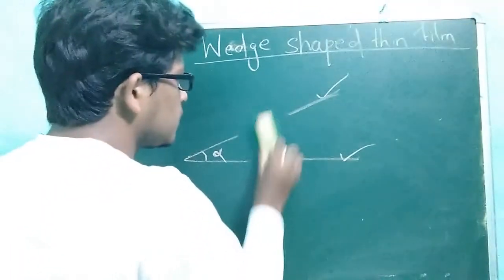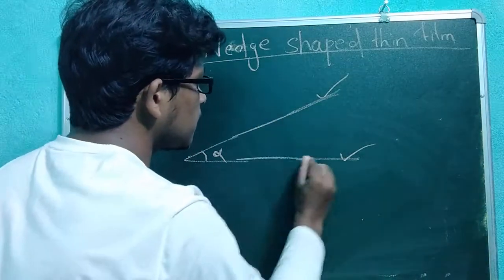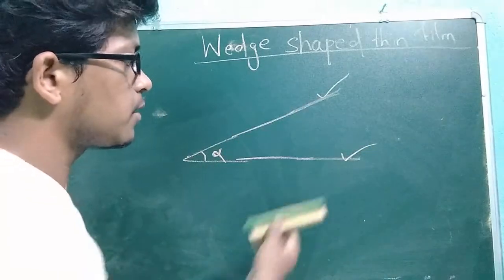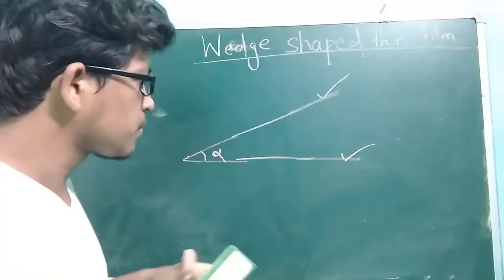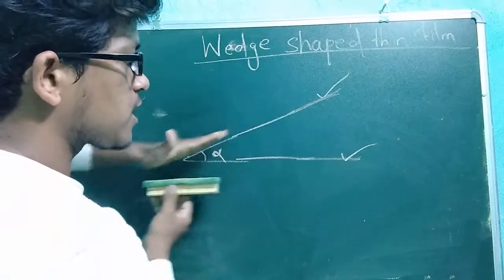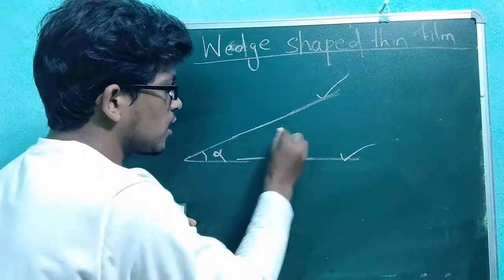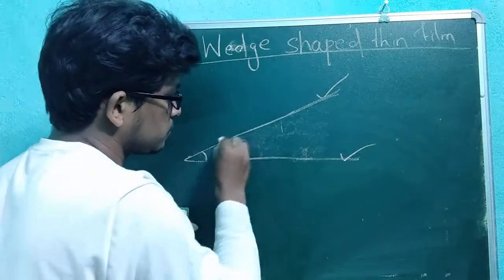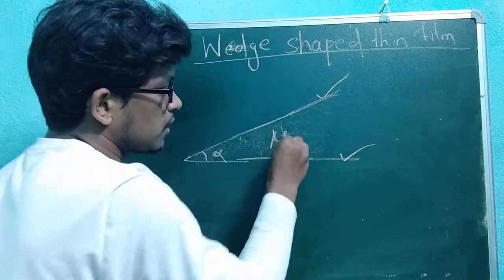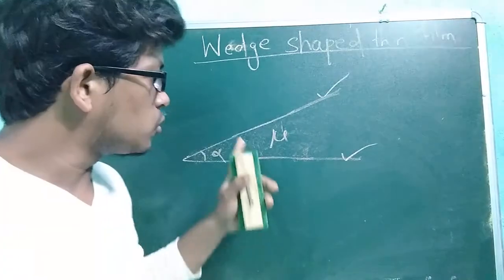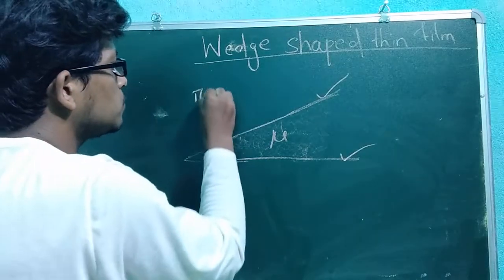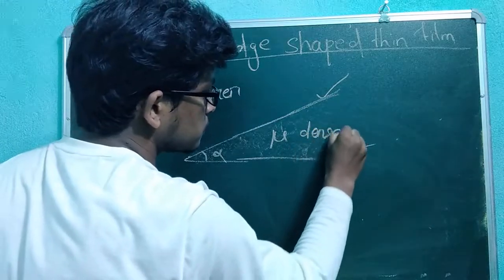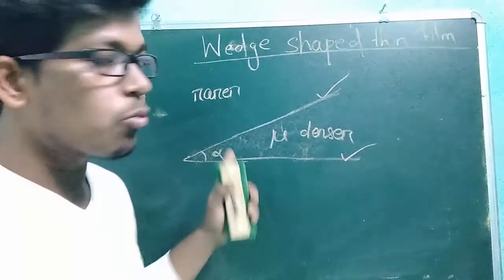And one more thing, in the wedge-shaped film you may think that we simply take one plane, one mirror like this and another mirror like this. No, this is not the case. We will have two glass plates like this, and in between there will be some film. That film may be liquid, may be some oil, whatever. This will have a refractive index mu. So this will be your rarer medium, and this will be your denser medium. These are the concepts behind the wedge-shaped film.